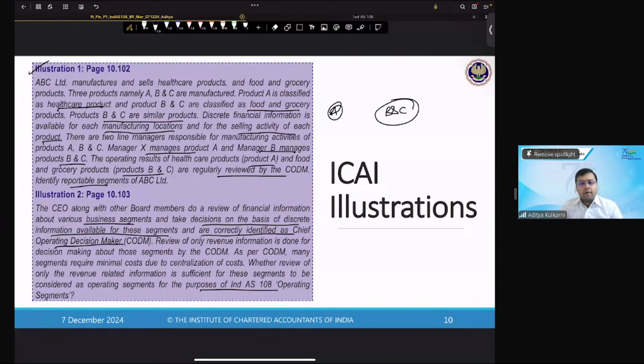Revenue data, sir. First point, revenue only. The question says that many segments have minimal cost requirement, meaning revenue is more important as compared to cost. You said revenue is more important. I am asking why. Because of the centralization of cost. That's right. That is what I want to hear.